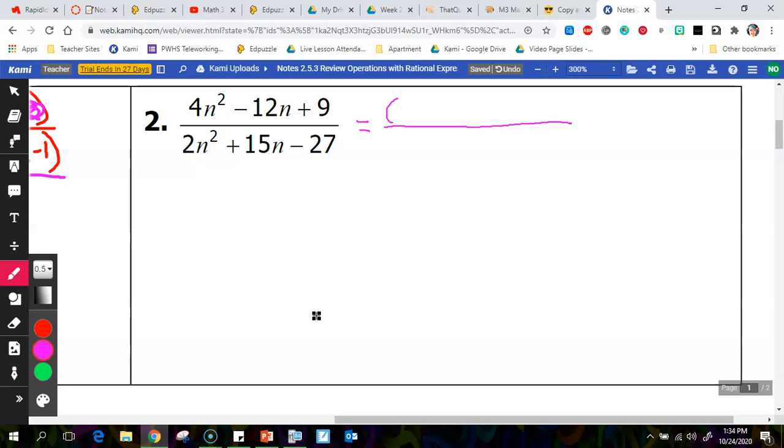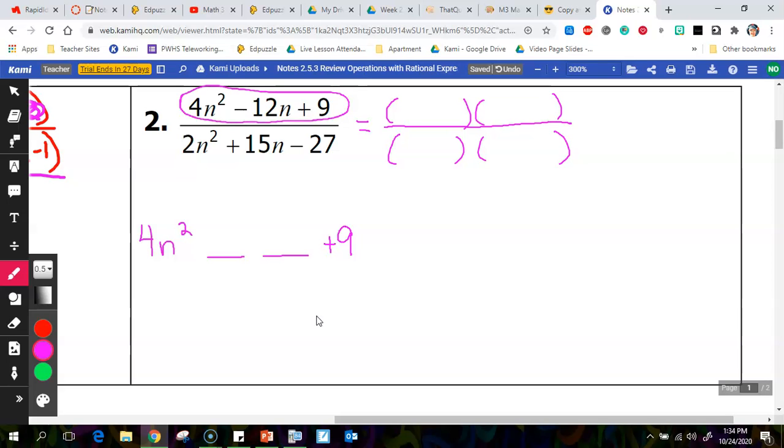So I'm going to end up with 2 binomials in the numerator and 2 binomials in the denominator, but I have to work with them first. So let's see, I've got 4n squared, and then I'm going to split the negative 12 into 2 terms plus 9. So I'm going to work with the numerator first. So this is what I'm factoring right now down here in purple.